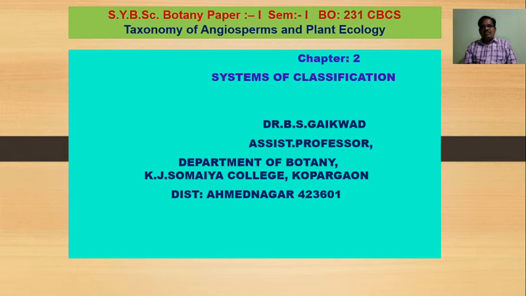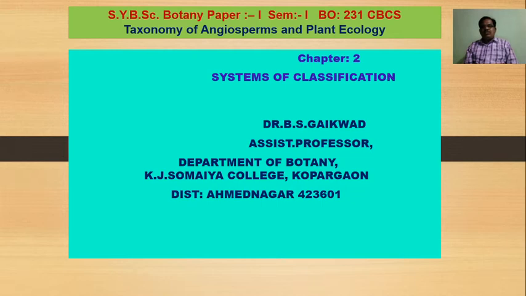In the last lecture, we already discussed the different types of systems, that is artificial system, natural system and phylogenetic system. These systems were proposed from time to time by different scientists, and according to these systems the plants are classified on the basis of their available characters. If the characters are less, the system was rejected, and if the maximum characters are taken under consideration, then the system is accepted throughout the world.